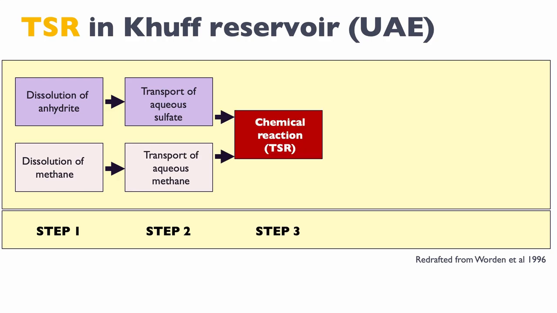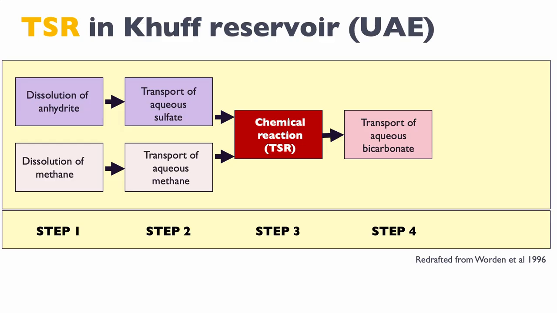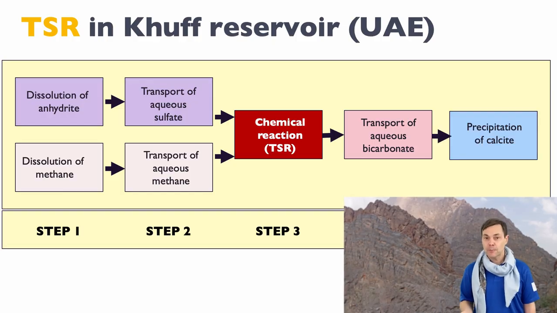And then once these two species meet, we have TSR formation, or the chemical reaction that leads to the thermochemical reduction of sulfate. And the net effect is that we are now transporting bicarbonate ions in an aqueous solution because we have dissolved the limestone thanks to the TSR process. And further down in this setting, we can then have precipitation of calcite or also possible but more rare dolomite.